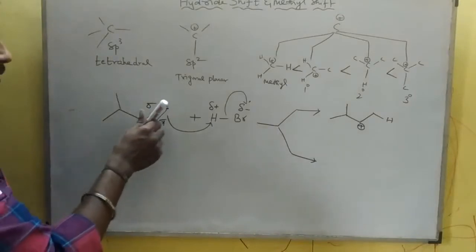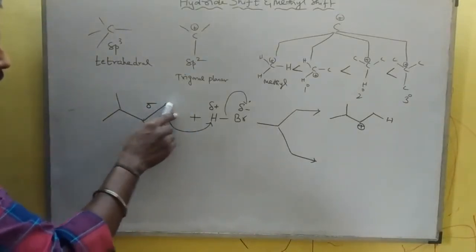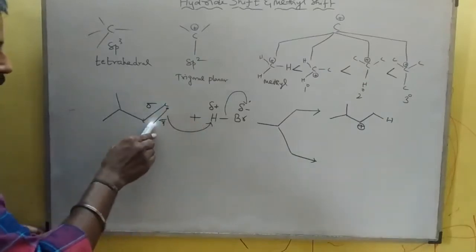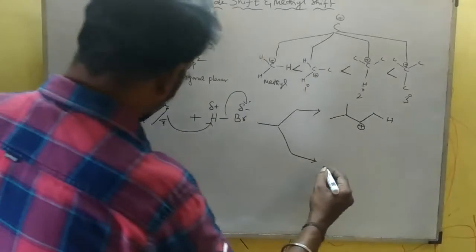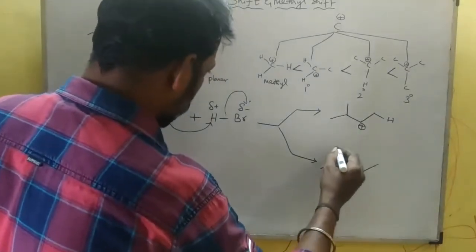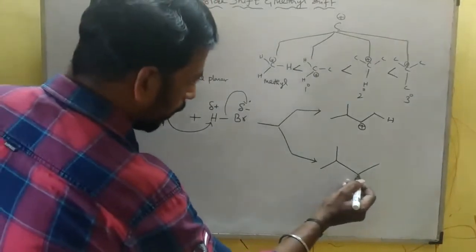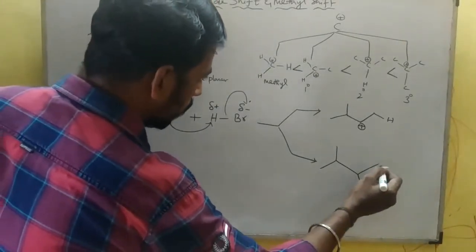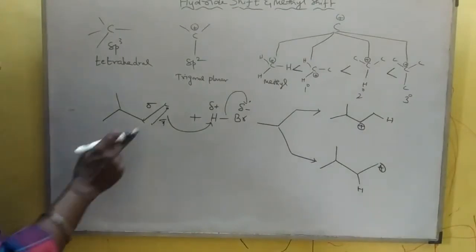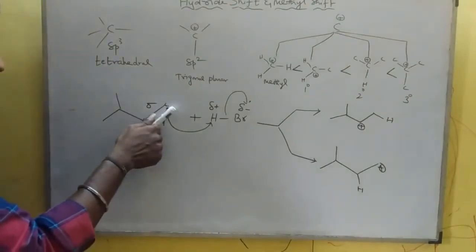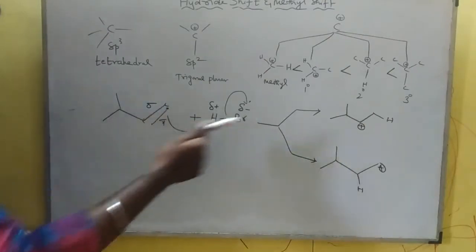So in this case, it comes like this, and this is bonded with this hydrogen. And in the other case, here is the hydrogen, and this bears a positive charge. This electron pair comes like this, so this bonds with hydrogen, and this carbon gets a positive charge.